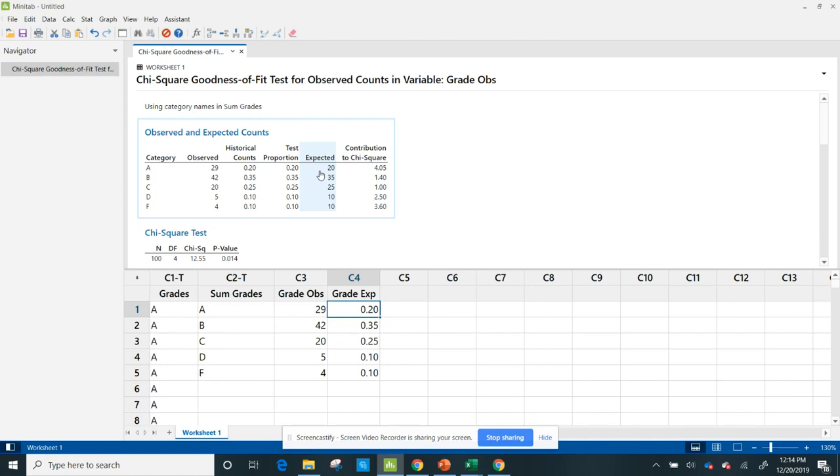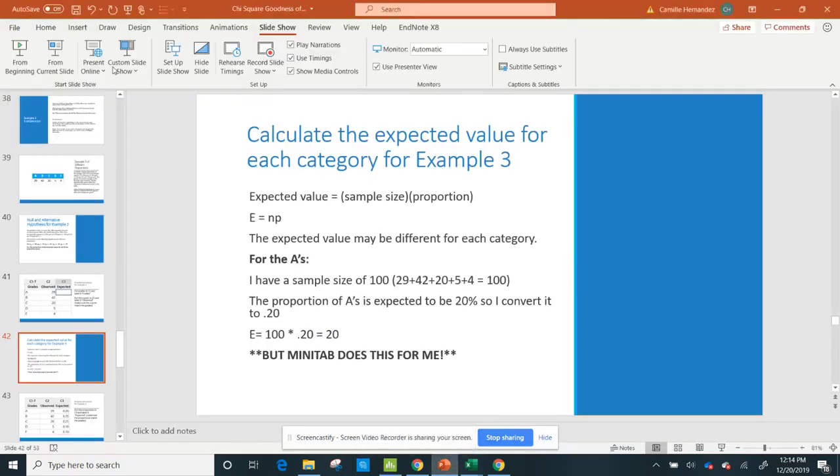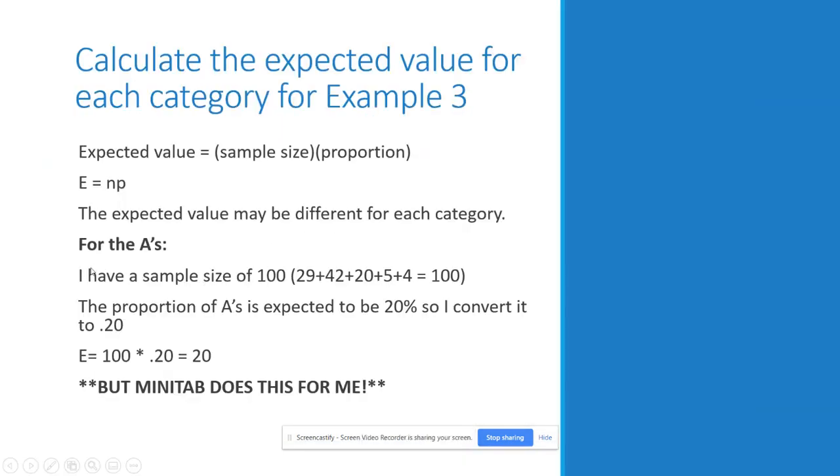But if you're curious where that's coming from, I'm going to go back to the PowerPoint. And if you look here, for the A's, I have my sample size, which is 100, and then I multiply it by the proportion. So 100 times 0.20 is 20. And again, don't do that by hand. Minitab does it for you.